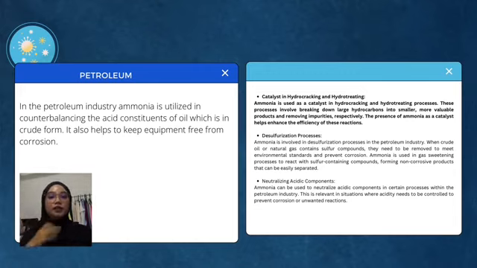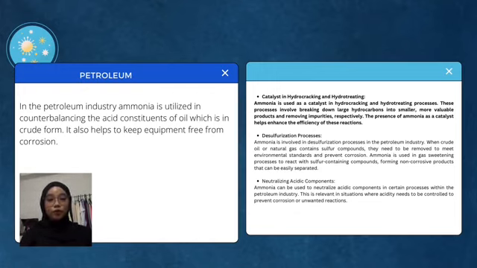First is as a catalyst in hydrocracking and hydrotreating. Ammonia is used as a catalyst in hydrocracking and hydrotreating processes. These processes involve breaking down large hydrocarbons into smaller and more valuable products and removing impurities, respectively. The presence of ammonia as a catalyst helps enhance the efficiency of these reactions.